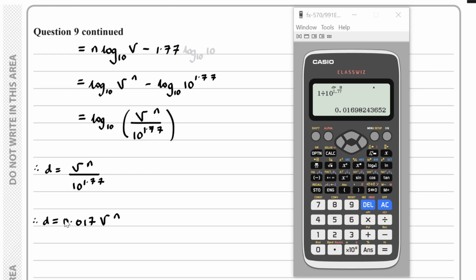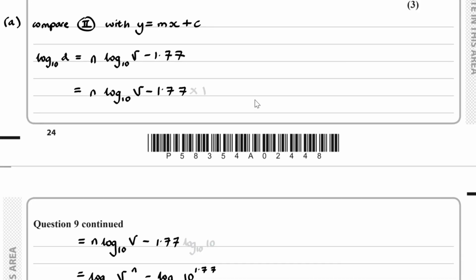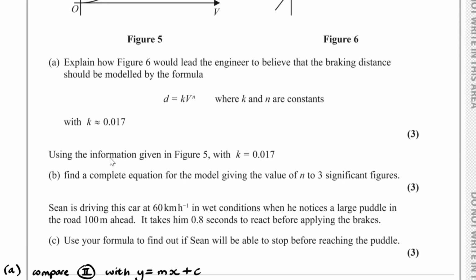So therefore, that's our final answer. Okay. Now for part B of the question, using the information given in figure 5 with k equaling 0.017, we have to find a complete equation for the model giving the value of n to 3 significant figures.